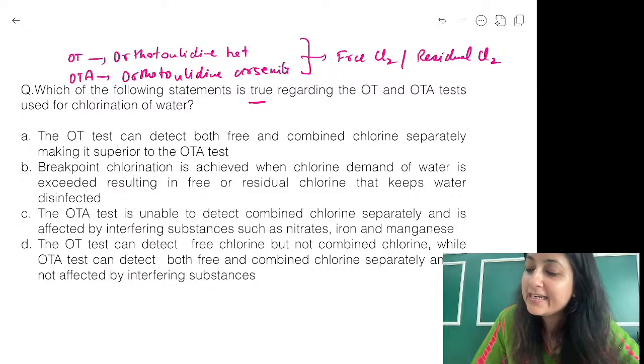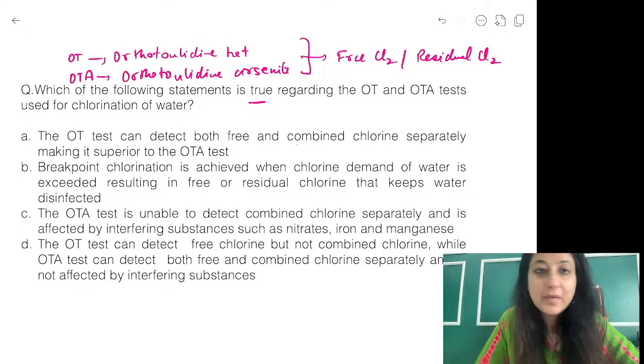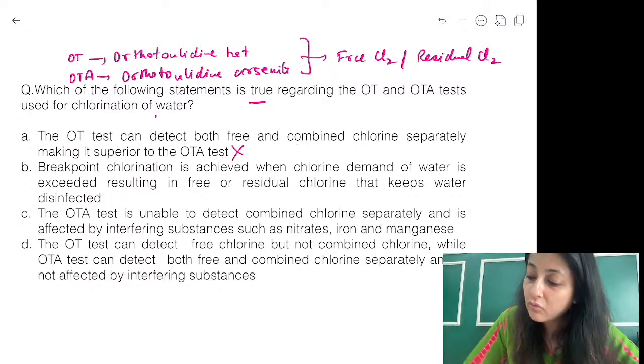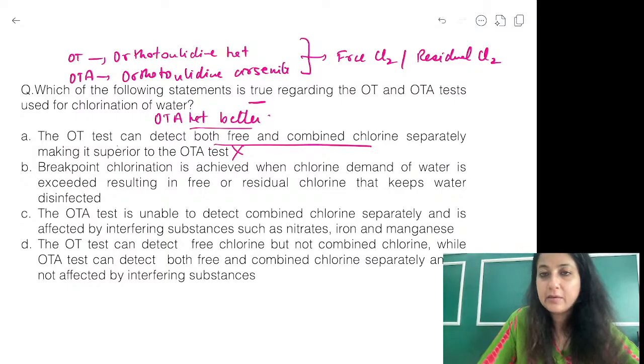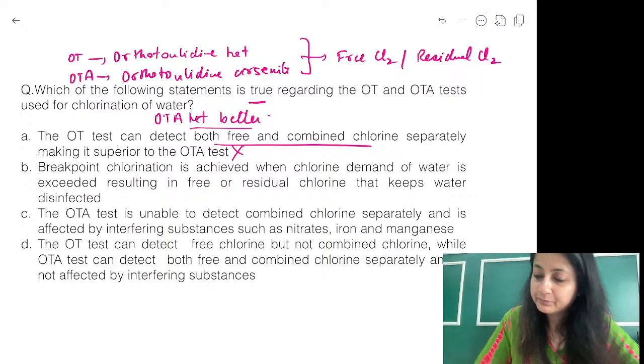Option A, the OT test can detect both free and combined chlorine separately, making it superior to OTA test. Wrong. OTA test is better because it can detect both free and combined chlorine separately. Next one, breakpoint chlorination is achieved when chlorine demand of water is exceeded, resulting in free or residual chlorine that keeps water disinfectant. This is also false.